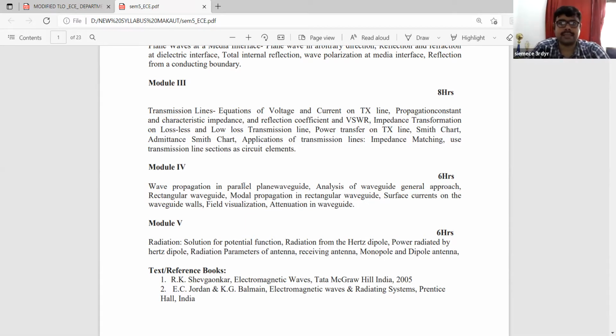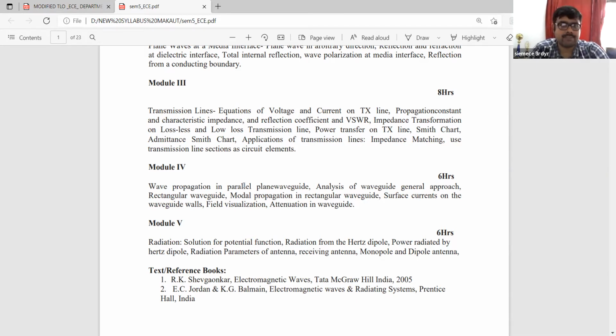Propagation constant and characteristic impedance, reflection coefficient and VSWR, impedance transformation on lossless and low loss transmission line, power transfer on transmission line, Smith chart, admittance Smith chart, applications of transmission lines, impedance matching, use of transmission line sections as circuit elements. So different topics will come under this particular section.